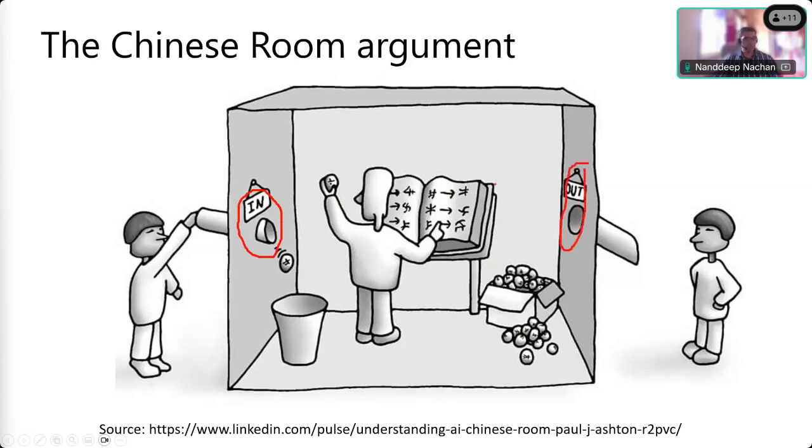Outside of these windows, you don't have any view of anything else. You just have the view of this room. There are only two windows, an in window and an out window, and you are stuck in this room. Through one window, a person slides in a symbol, and inside the room there is a giant instruction manual that you can use to decide, for this input symbol, the right output symbol, and you slide the output symbol out to the person on the other side of the room.